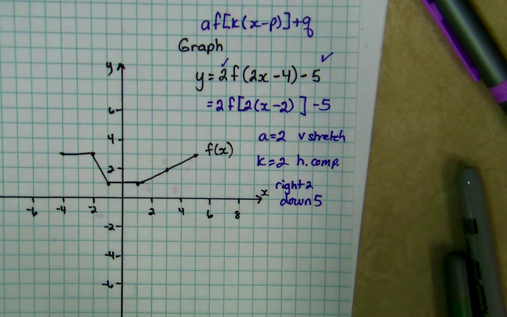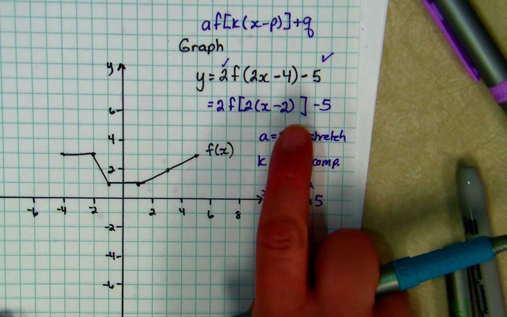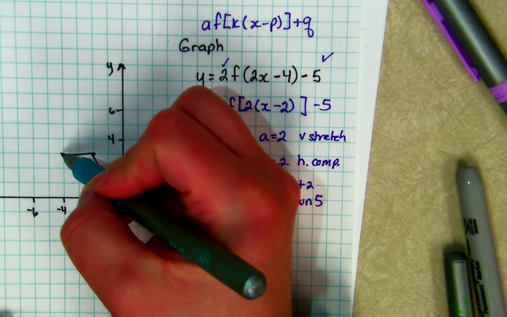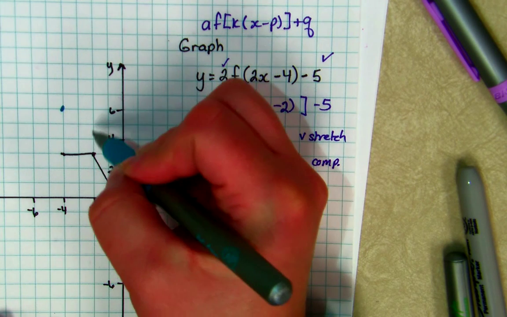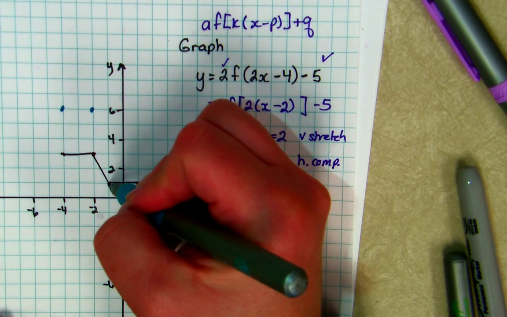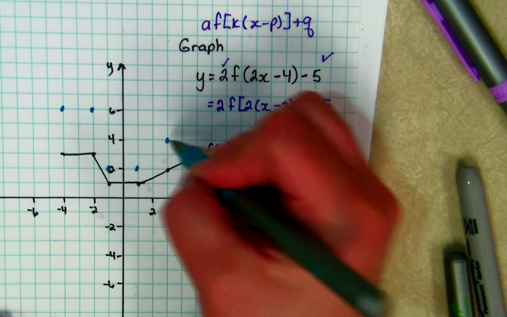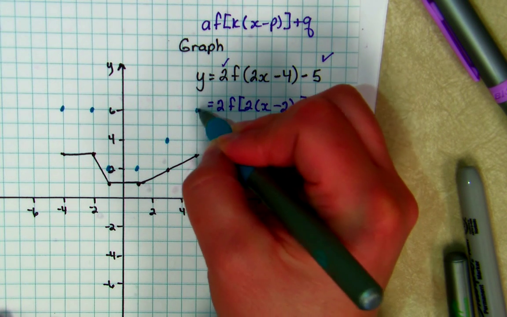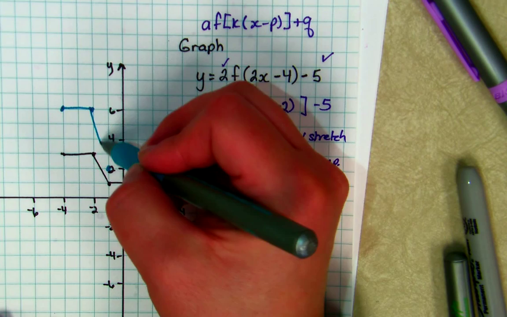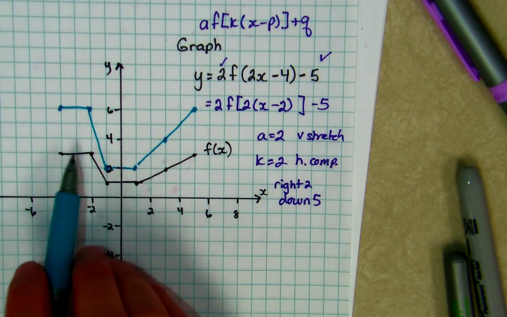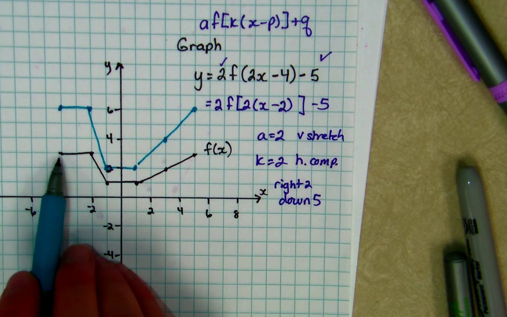So a is a vertical stretch. a affects my height because anything vertical is the y. So I'm going to double all my heights. So again, same basic shape, but it's been stretched out a little bit. So I just took all my heights and doubled them.